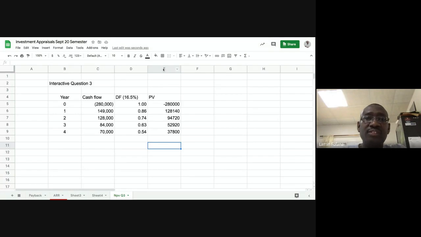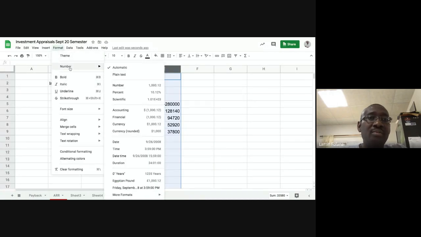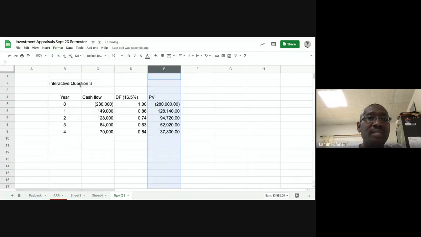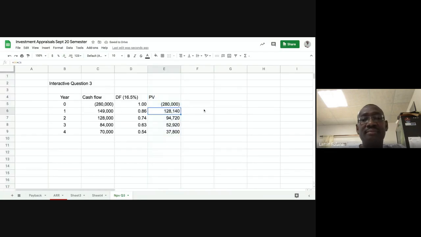Can you see? So let's format this. It's giving us minus because we have not formatted. So let's format it into our number, and then we have our financial number formatting, and we reduce it to 0 dp. Can you see? Excellent. Good.